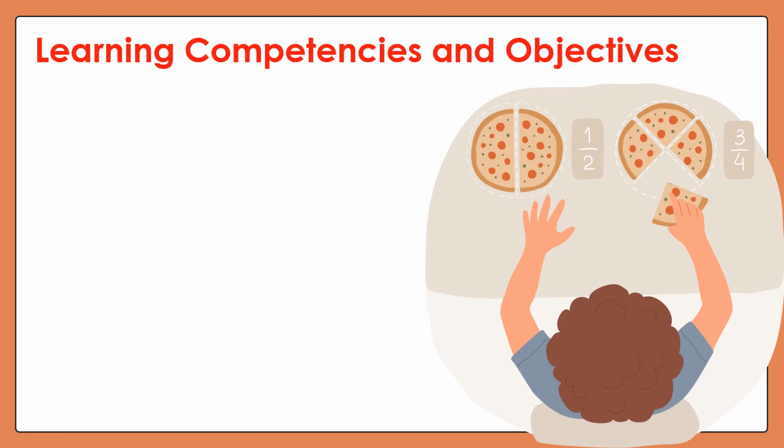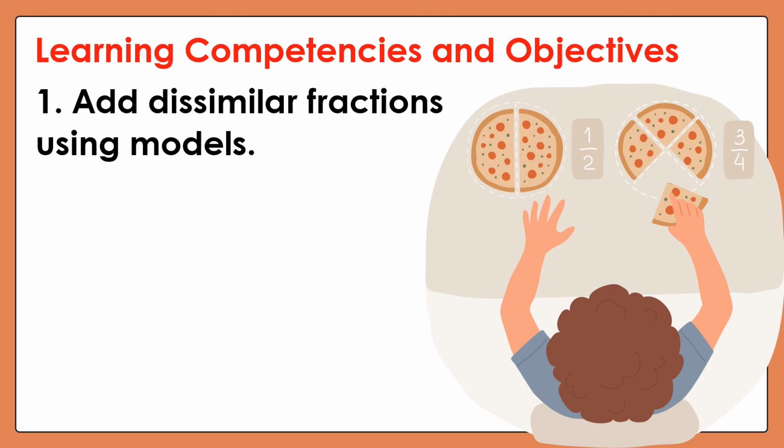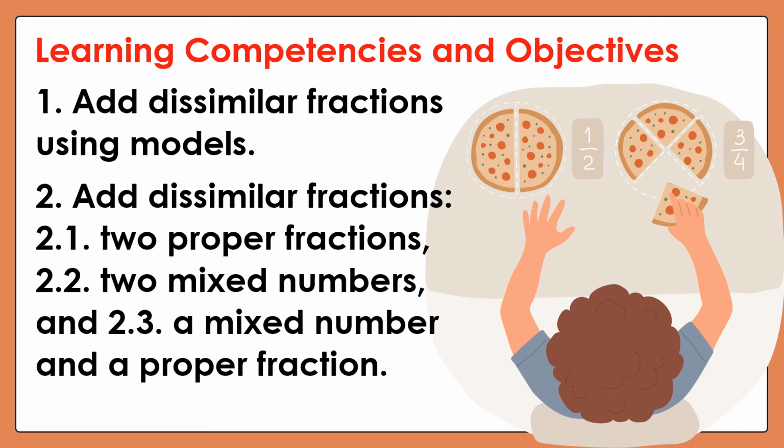Learning competencies and objectives. Number 1, add dissimilar fractions using models. Number 2, add dissimilar fractions: 2.1, 2 proper fractions; 2.2, 2 mixed numbers; and 2.3, a mixed number and a proper fraction.